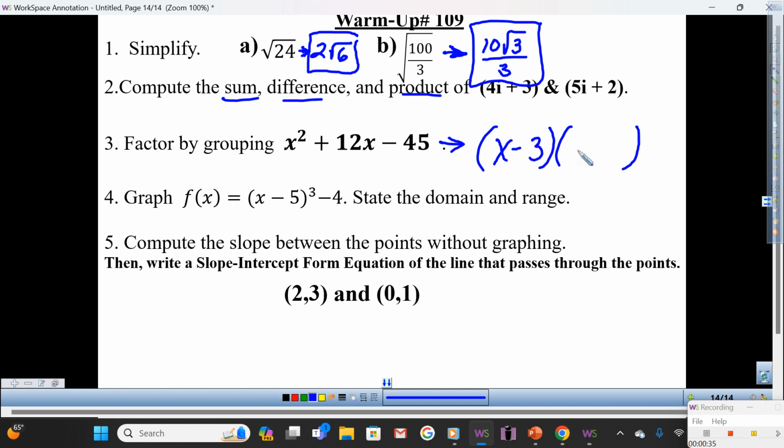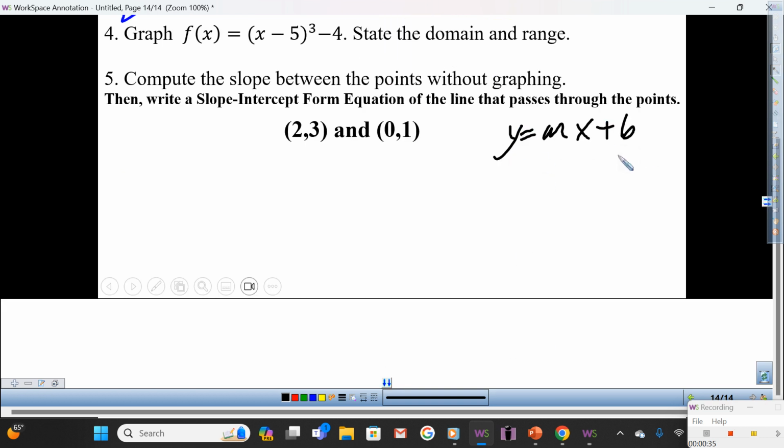X minus 3 and X plus 15. That is correct. Hands if you got that. All right, double check your work. By now I'm giving you practice on these. Keep that for yourself. But I do want a slope-intercept form equation. Just for the sake of time, I'm moving on. Y equals mx plus b.